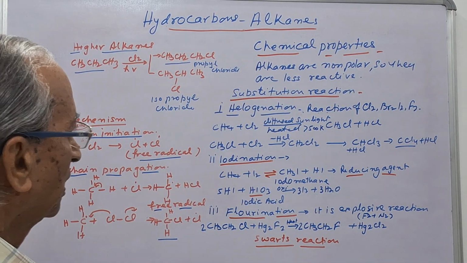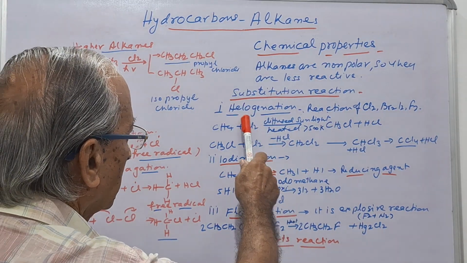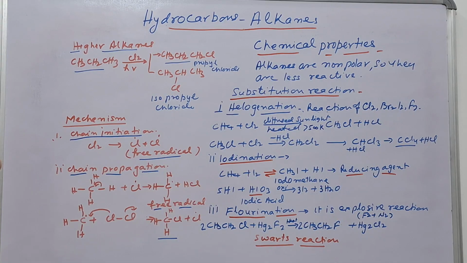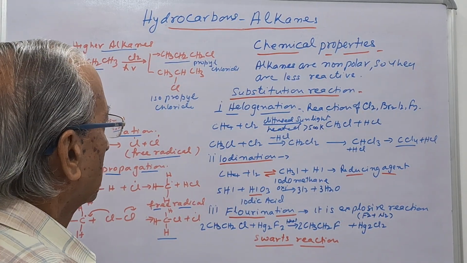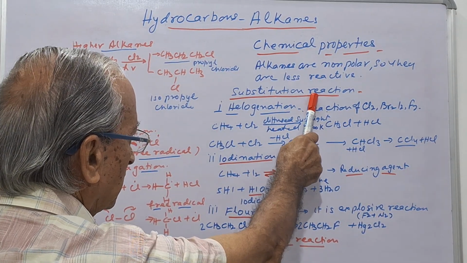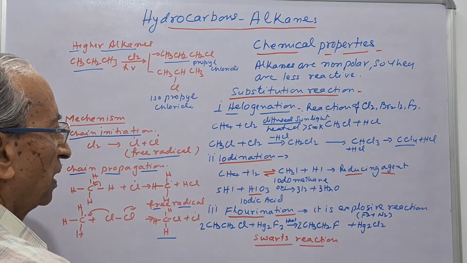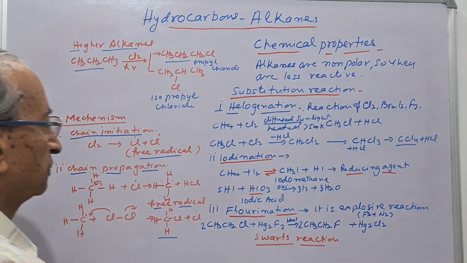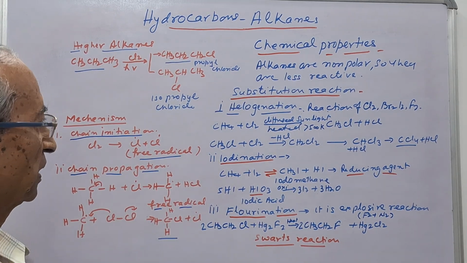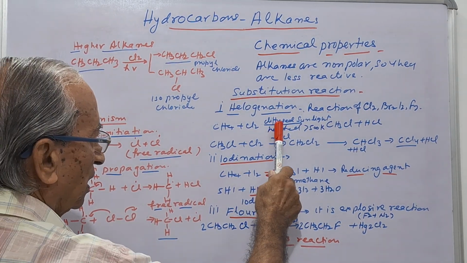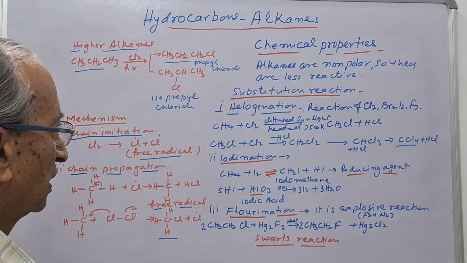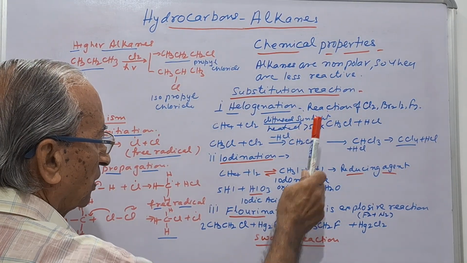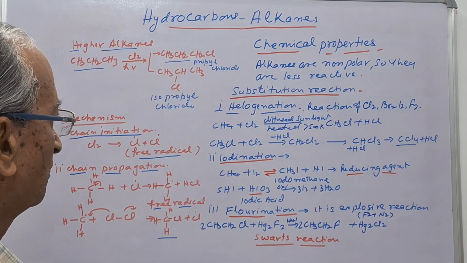Today, I will discuss halogenation and its mechanism. Substitution reactions with halogens, that is chlorine, bromine, iodine and fluorine. This reaction takes place under diffuse light, that is sunlight, or it is heated to more than 500 K.